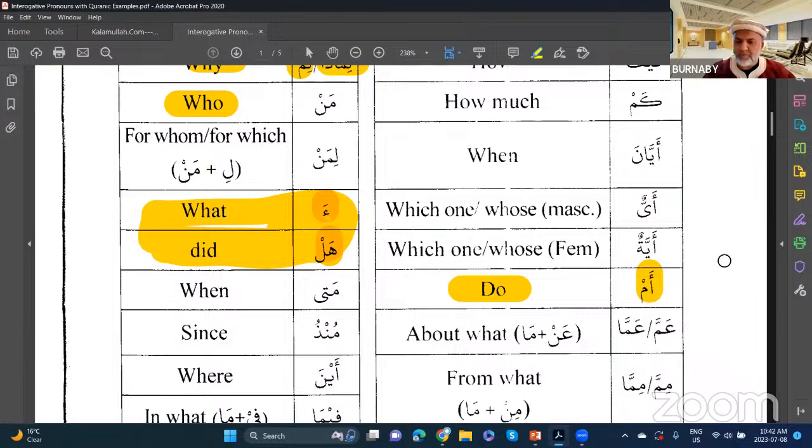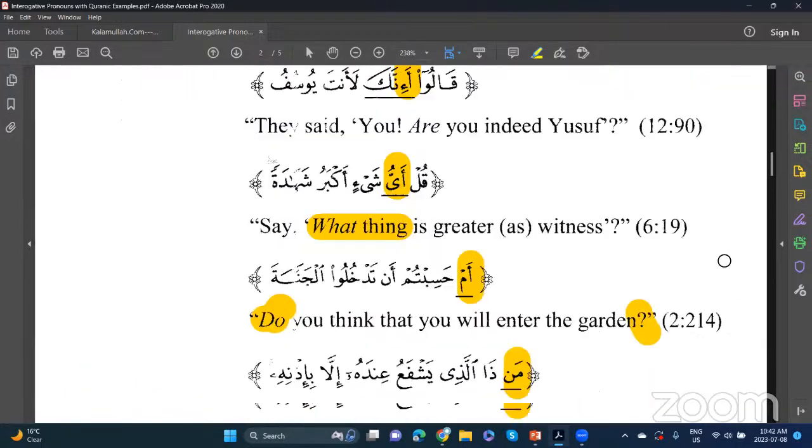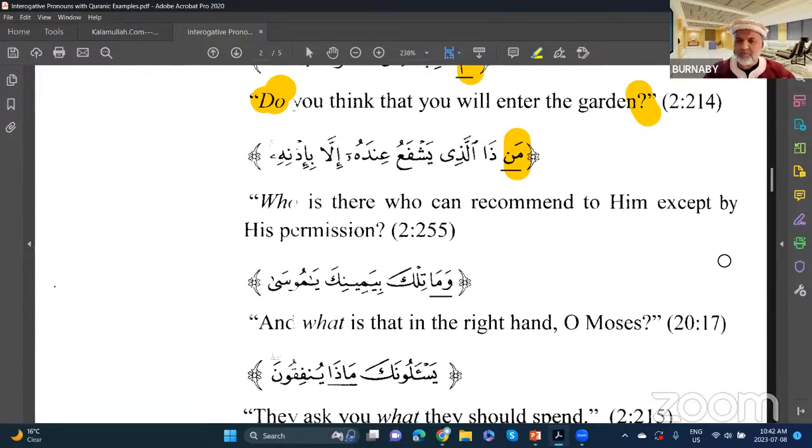Are you guys with me so far? Okay. Are you finding this useful? Yes. Okay. What did Allah subhanahu wa ta'ala ask Musa alayhi salam? Wama tilka biyaminika ya Musa. And what is that in your right hand, O Musa? Tilka is what?